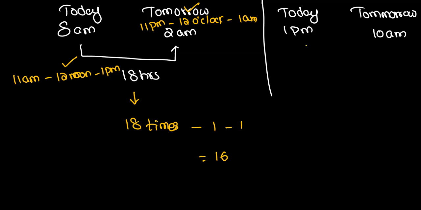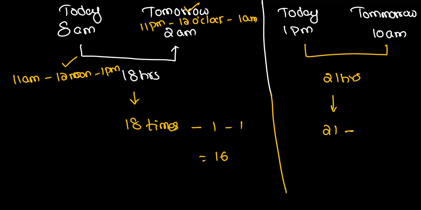How many hours? 21 hours. So 21 minus how many times? How many 12 o'clocks will come into the picture? Only one, at night, not in the daytime, right? So minus 1 only, 20. A lot of people do minus 2 without analyzing. Don't do minus 2 directly. It should be minus 1 or minus 2. Sometimes it will be 0 also.